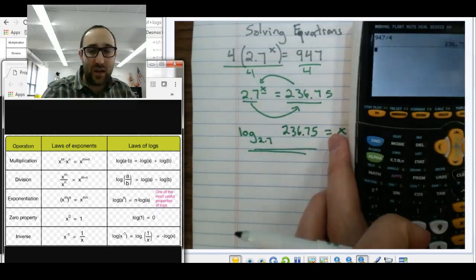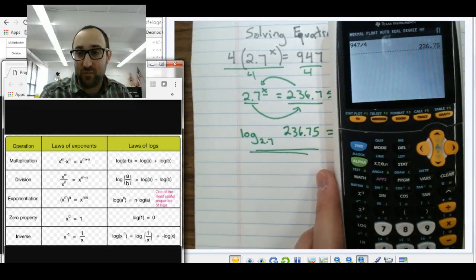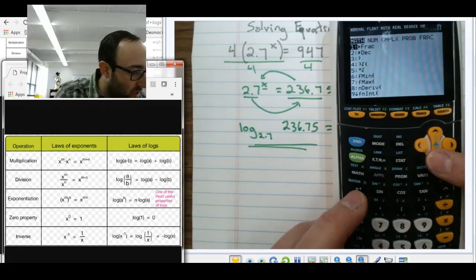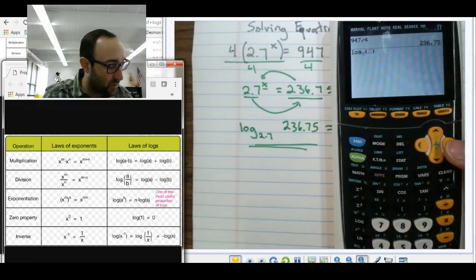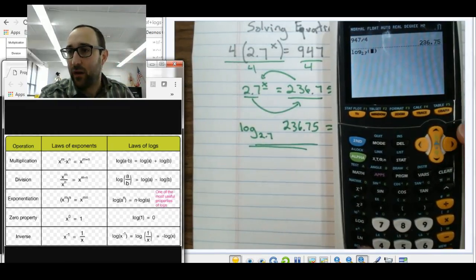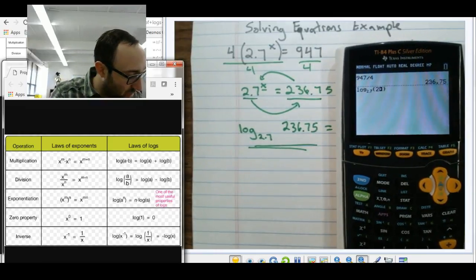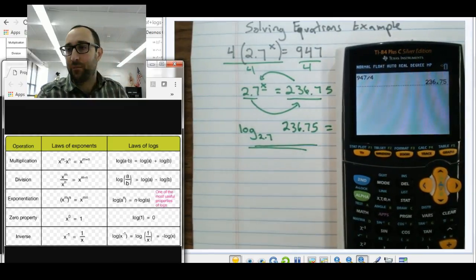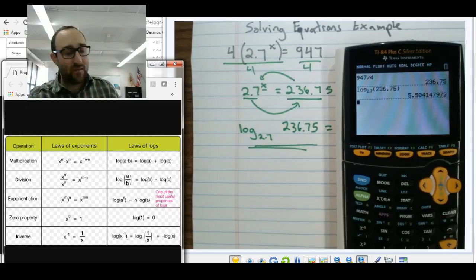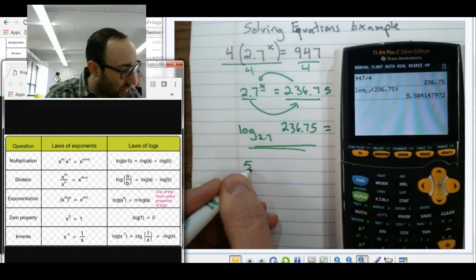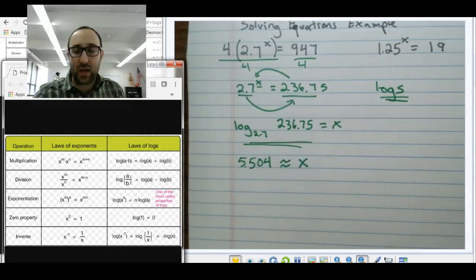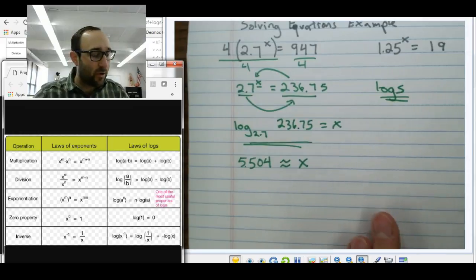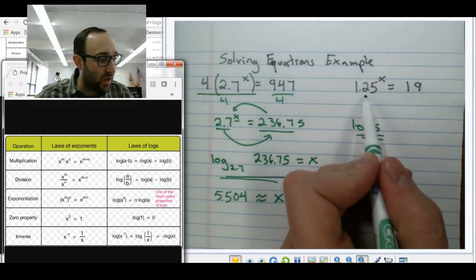And now all I have to do is figure out what that is. The nice part is your calculator comes with a change of base formula already in it. If you go to math, you want to go down to right here, A. So if it says log base, all I have to do is type in my numbers. 2.7, and then it's going to be of 236.75. And I get 5.504. So I can say 5.504 is about equal to x.